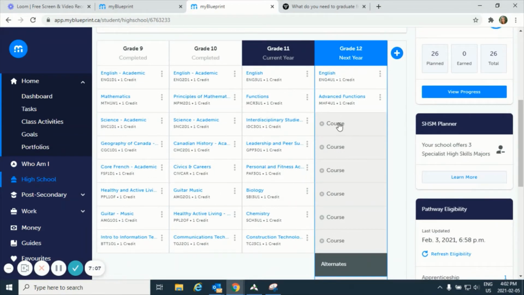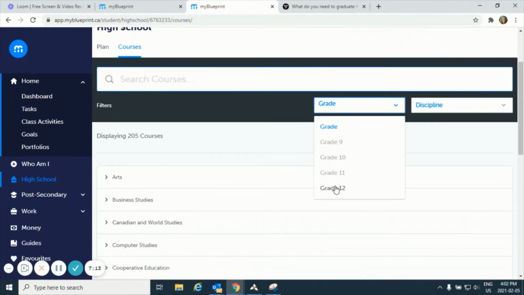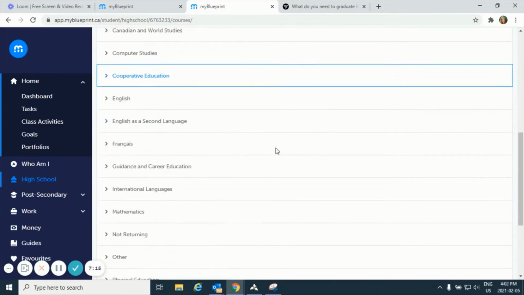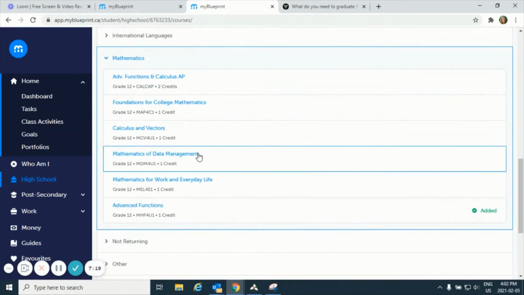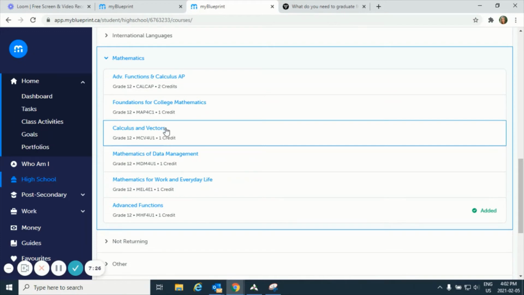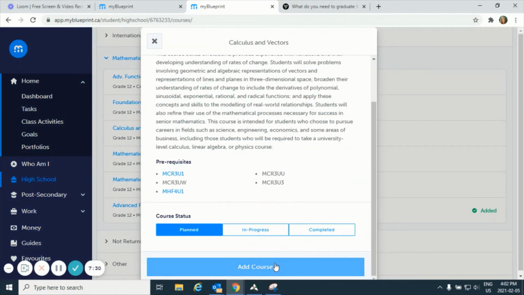Now, the programs that I'm considering at university also recommend that I have either data management or calculus. Let's check them out in that math folder. This is the data management math, but for my program, I think it's a good idea that I have calculus, so I'm going to add that to my plan.